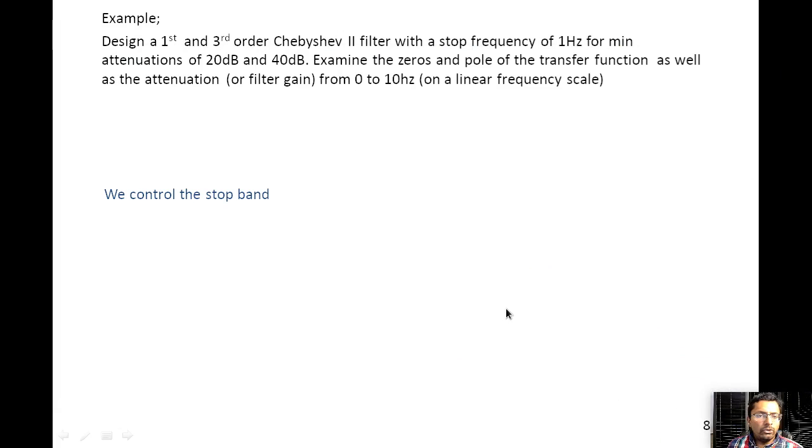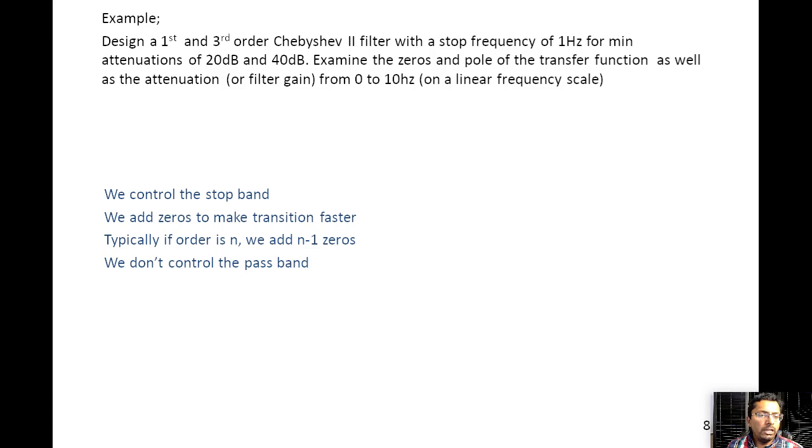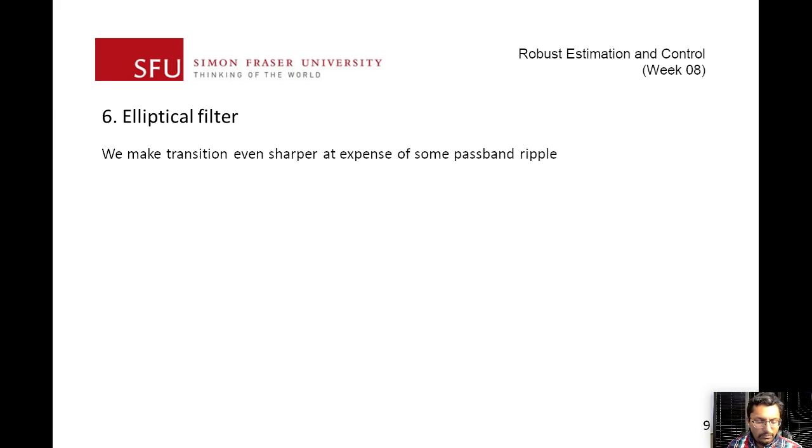So let's note down those observations. So we can control the stop band. We add zeros to make the transition faster, particularly if we increase the order. Typically, if the order is n, we can add up to n minus 1 zeros, and then we can't actually control the pass band on the filter.